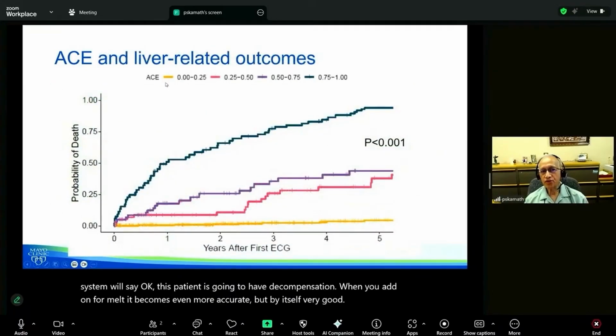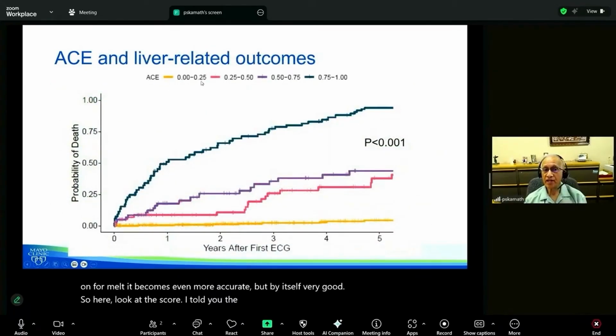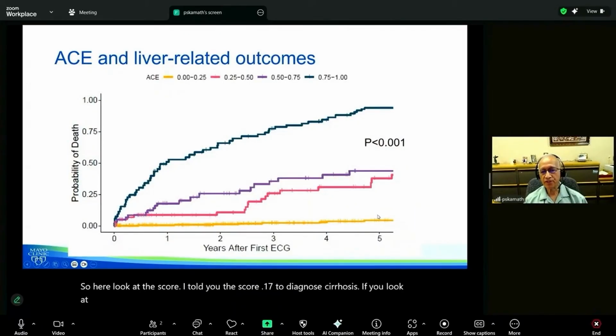So here, look at the score. I told you the score 0.17 to diagnose cirrhosis. If we look at a patient with this score, we'll say in 5 years, this patient will be alive.